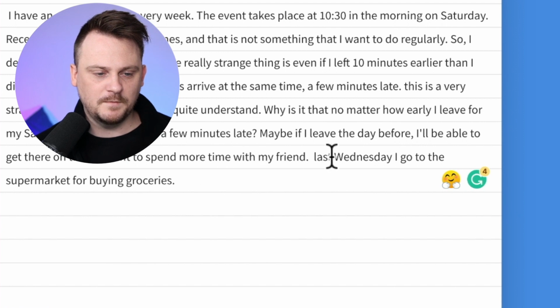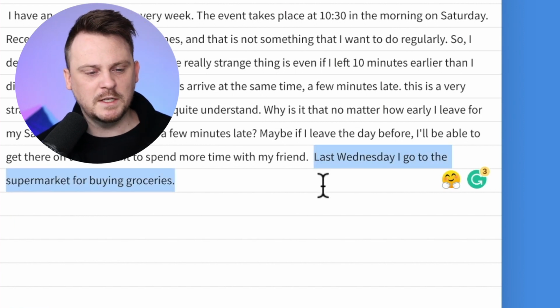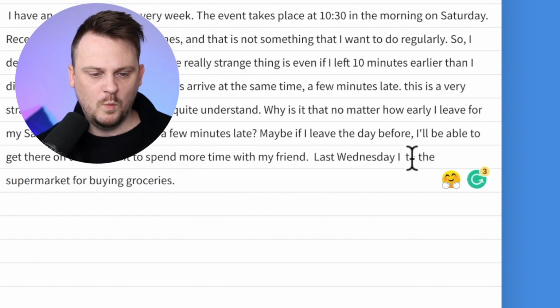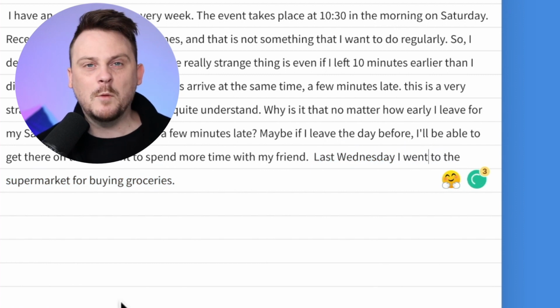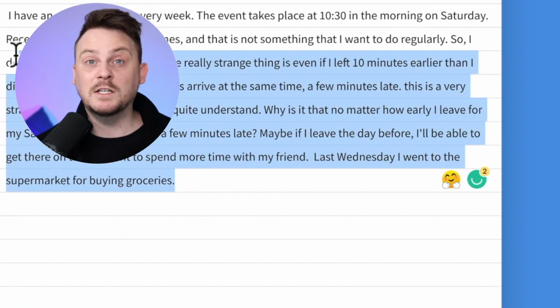Is it going to catch this one? Last Wednesday, I go. It should catch this mistake here because it's last Wednesday. Maybe it's not recognizing it. But if I read this carefully, I would be able to see, oh, wait a second. Last Wednesday, that's in the past. This should be went in the past. So it can help catch things that you might not catch if you were just speaking and not listening to yourself.